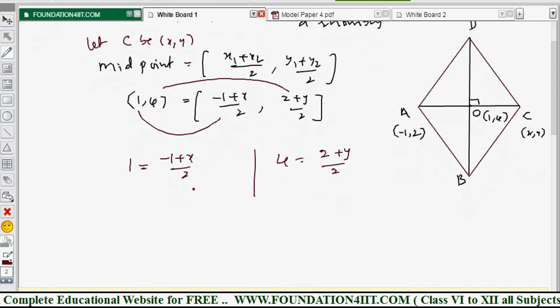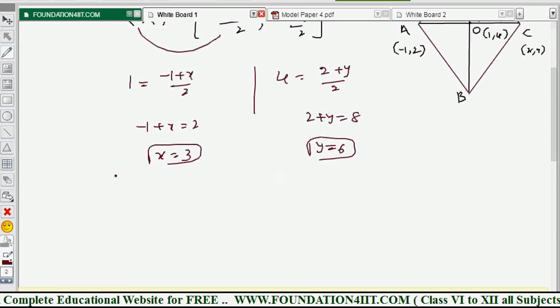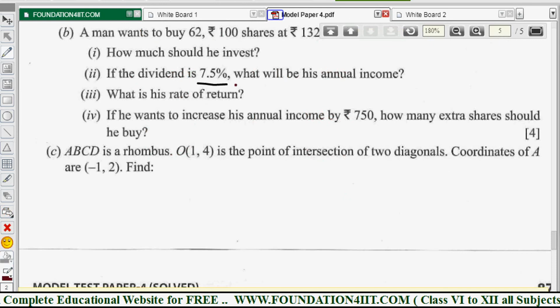So let us solve this. We'll get the coordinates of C. So minus 1 plus x is equal to 2, then x is equal to 3. 2 plus y is equal to 8, then y is equal to 6. So (3, 6) is the coordinates of C. That is the first one. Therefore, coordinates of C are (3, 6). And see the next one.